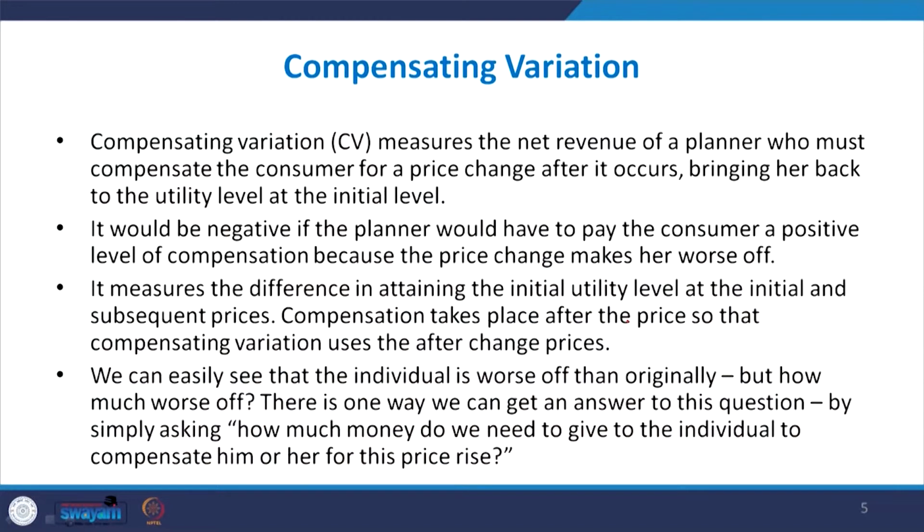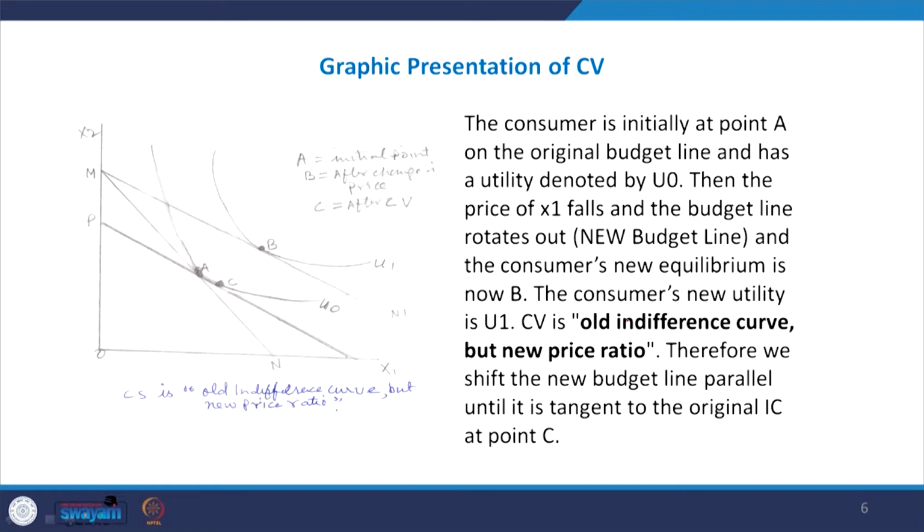There is one way we can get an answer to this question, by simply asking how much money we need to give to the individual to compensate him or her for the price rise. When price increases, welfare of the consumer goes down, so how much money should we give to the consumer so that the consumer can maintain the same level of utility, the same level of welfare? That is exactly known through compensated variation. I can explain this compensated variation through this graph.